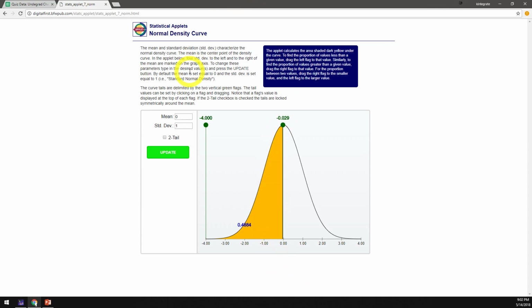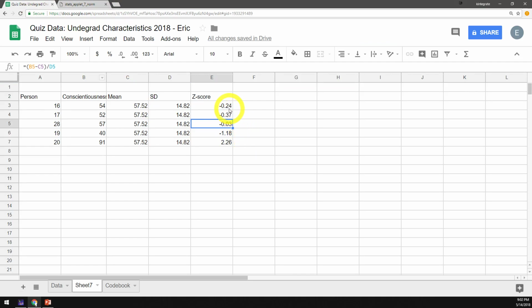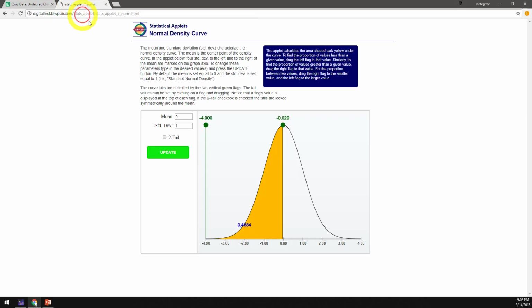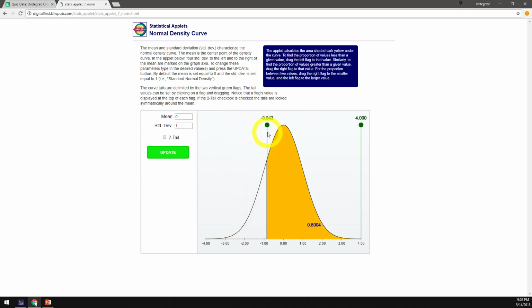If we wanted to calculate the proportion of individuals above a particular z-score, let's say above negative 0.24, we're just going to shift the slider. So we're going to pull this one all the way to the right, and we're going to move this, how far did we say? Negative 0.24.